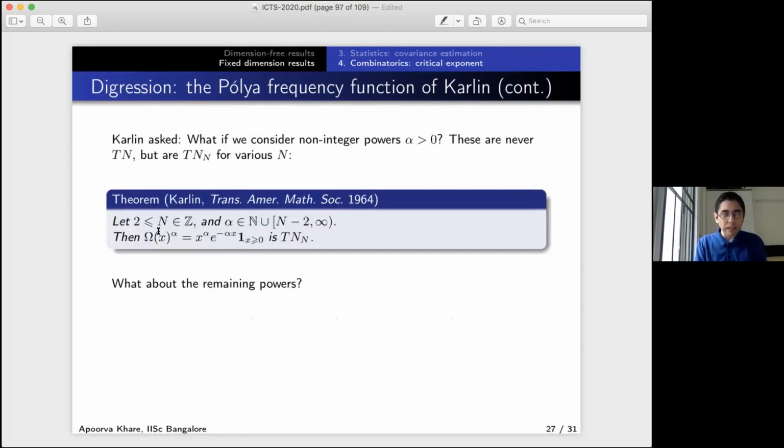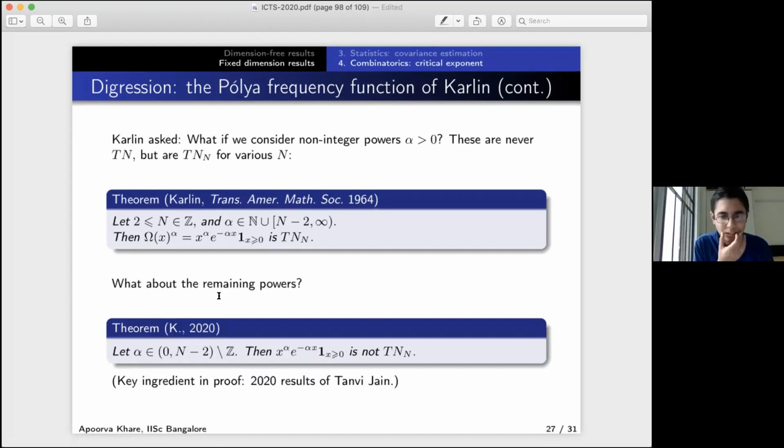What Karlin showed is, if alpha belongs to the exact same Wallach set node, then the powers of this thing are totally non-negative of order n. What about the powers below that? What about the non-integer powers below that? That was somehow again not known since 1964. But in a recent paper, I answered the question that yes, no power below that is in fact totally non-negative.